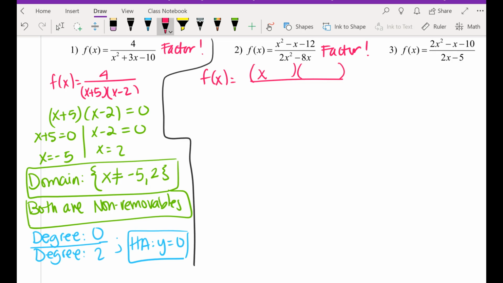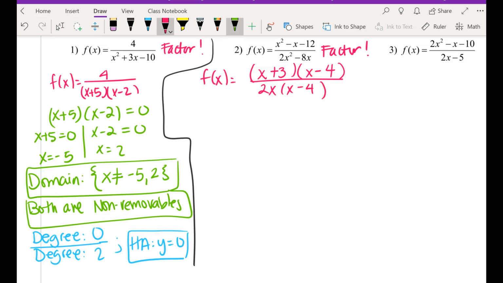Kai and James, talk it out. What are the two factors? Someone confirm those for me? Yeah. Perfect. The denominator, Lena, what are the factors at the bottom? 2x times x minus 4.